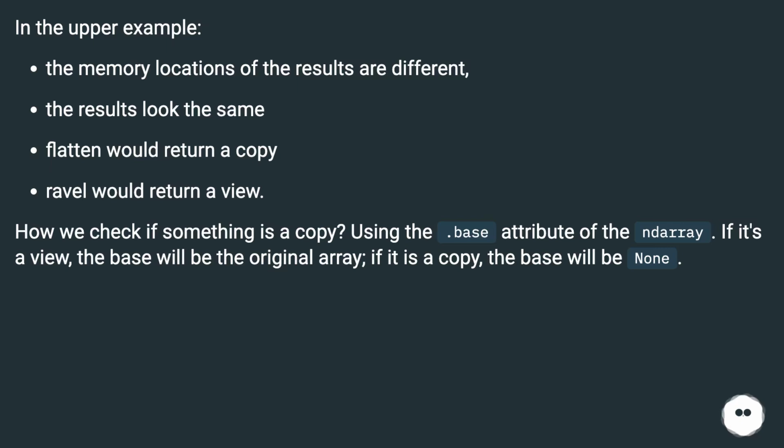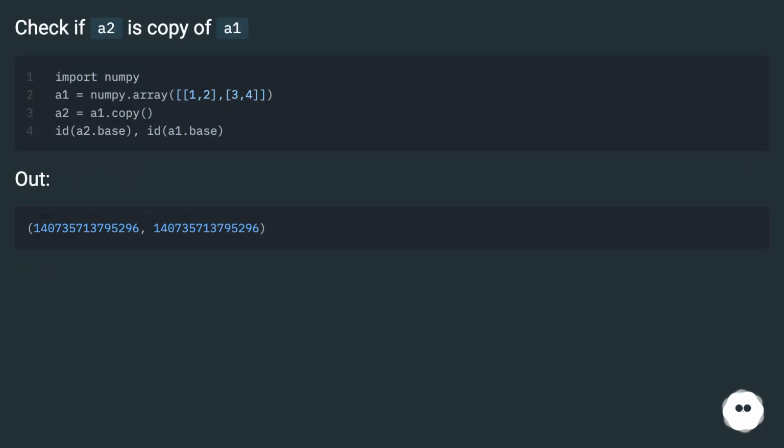How do we check if something is a copy? Using the .base attribute of the ndarray. If it's a view, the base will be the original array. If it is a copy, the base will be None. Check if a2 is a copy of a1. Out.